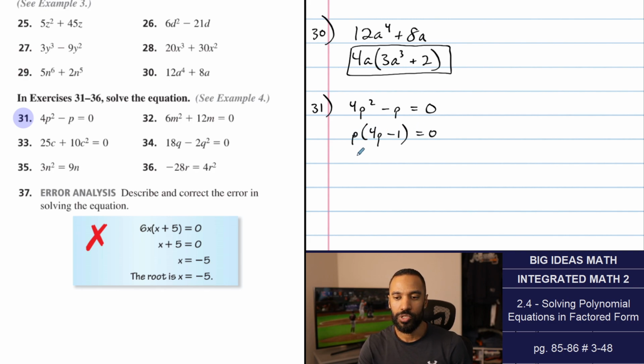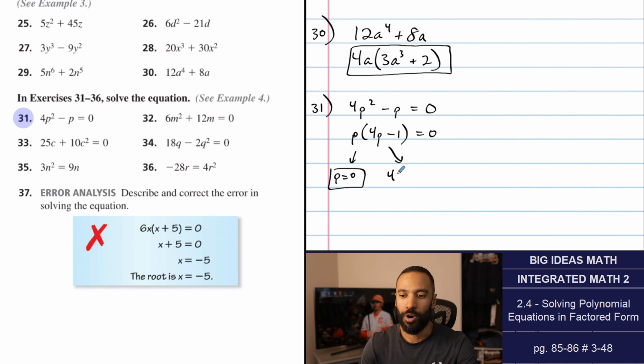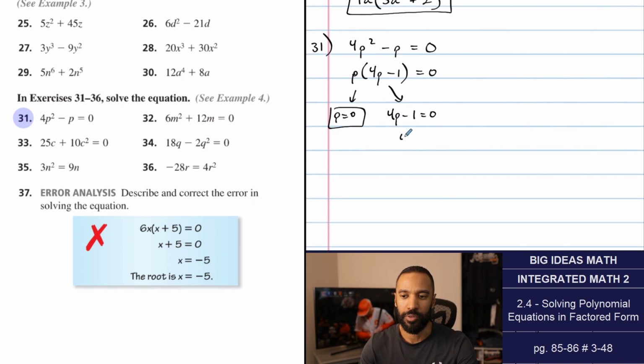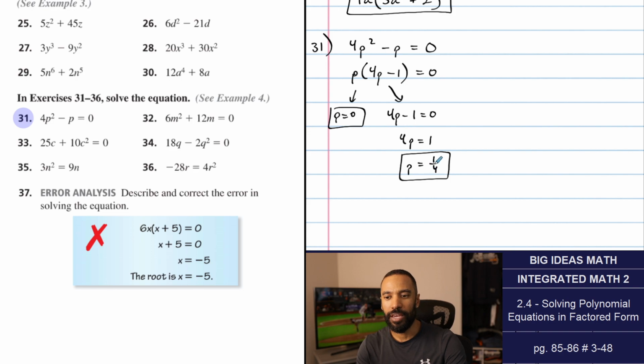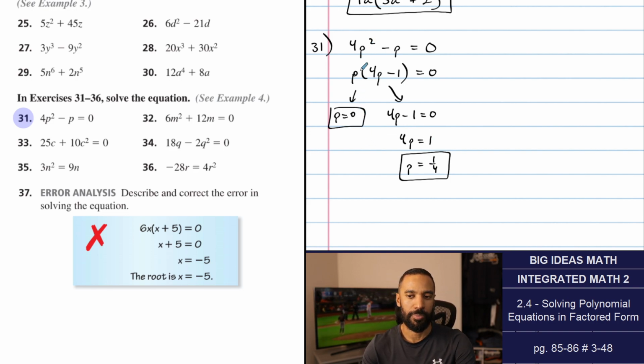This times this equals 0, so either p equals 0, which is one of the answers, or 4p minus 1 equals 0, in which case I will add 1 to both sides, and then divide both sides by 4, and I get p equals 1/4. Now, I'm not going to be big on double checking this whole part here because you'll have trouble with it, but 0 is going to be pretty easy.